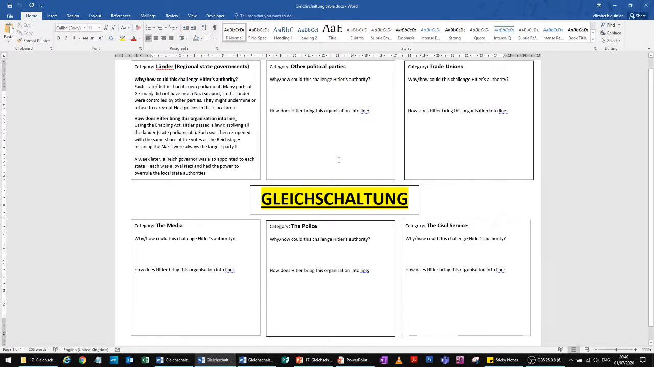So what else has he got to do? He's got to do political parties, trade unions, the civil service. Those are the people that work for the government, so they're administrators. It can include people like teachers and so on. The police and the media.